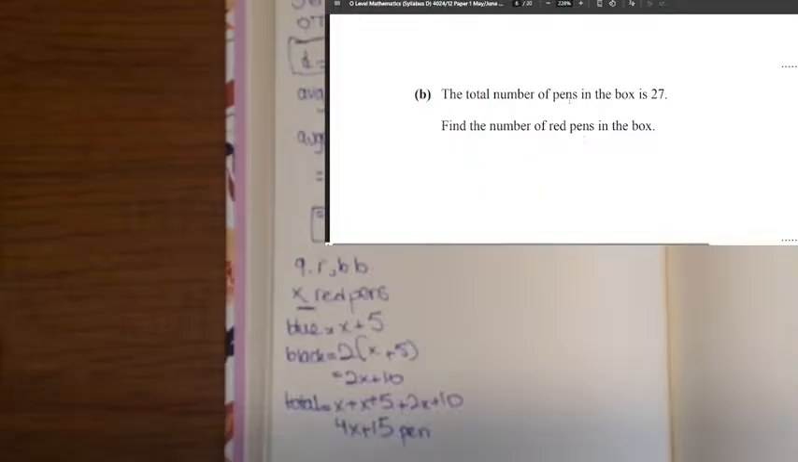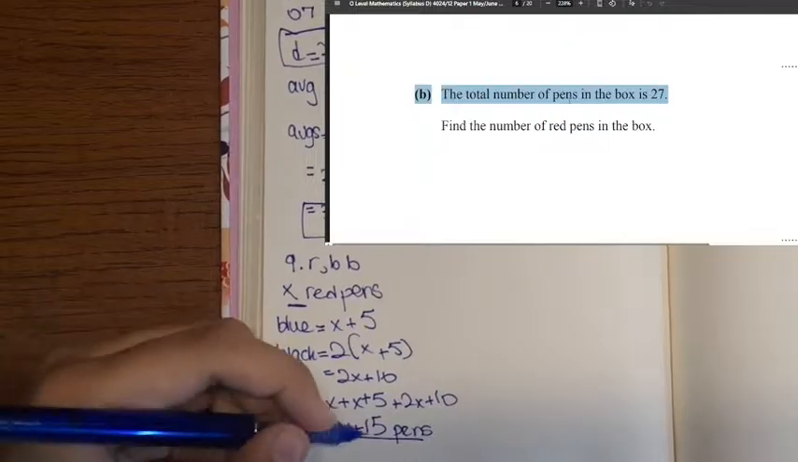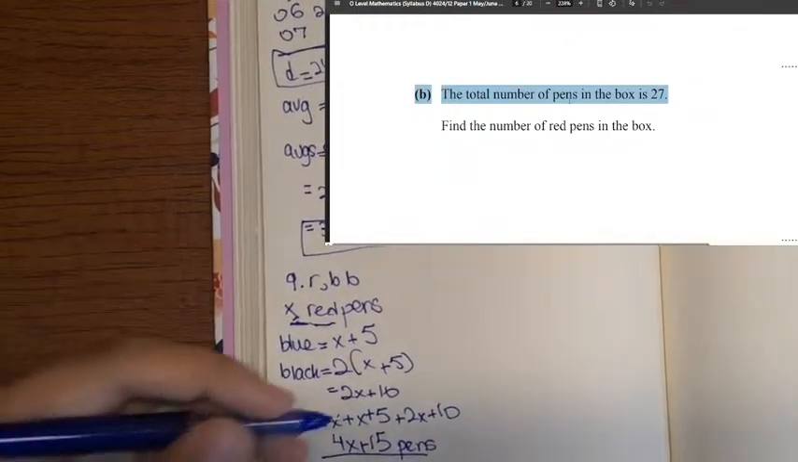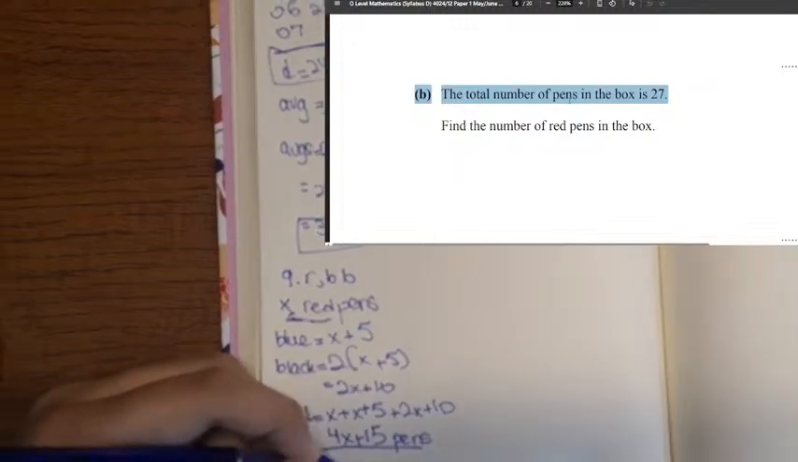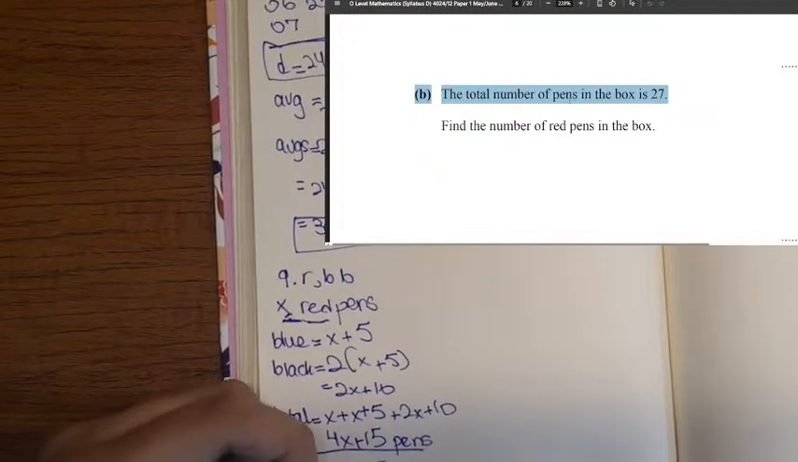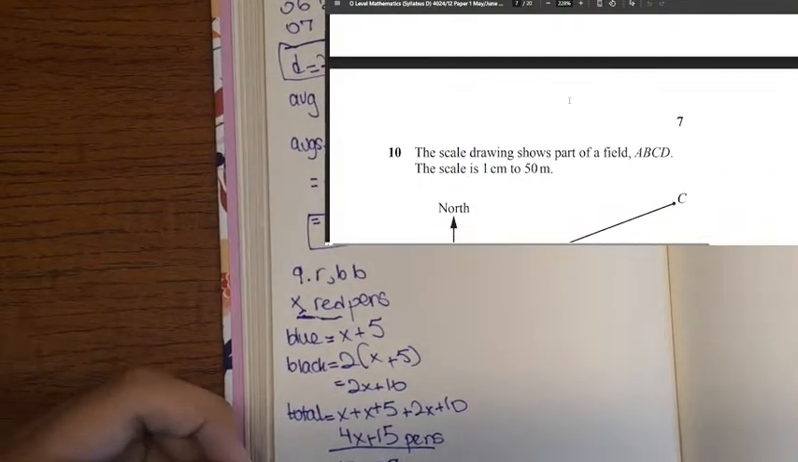The next question is that they've said the total number of pens in the box is 27. So they've told us the value of the total number of pens. And they're asking us to find the number of red pens, which is just x. If we solve for x, we can find the number of red pens. So 4x plus 15 is equal to 27. This is equal to 4x equals 12. So x is thus equal to 3. So 3 red pens exist in the box.